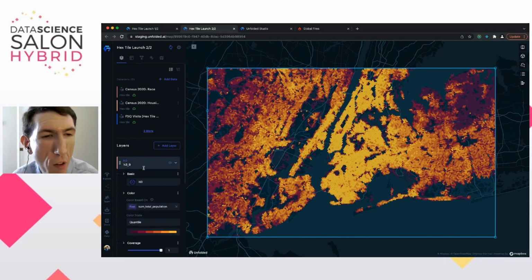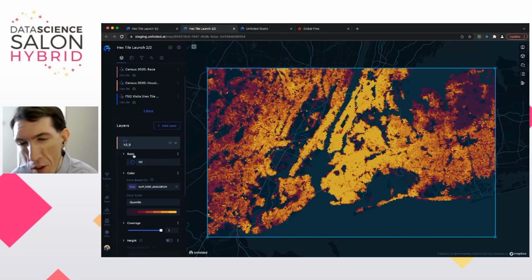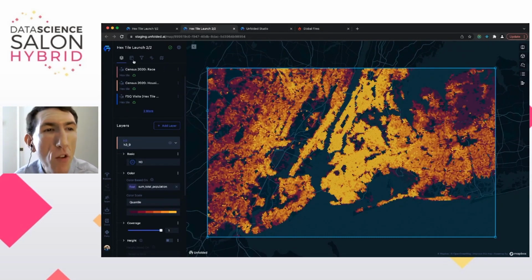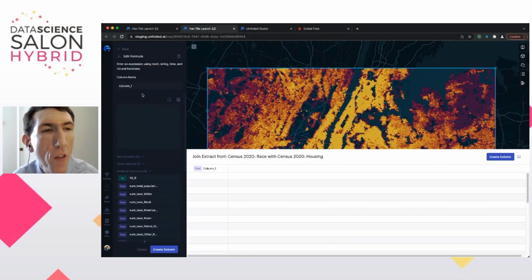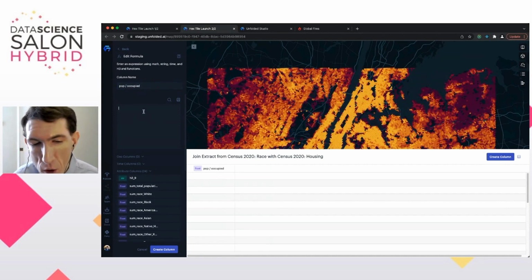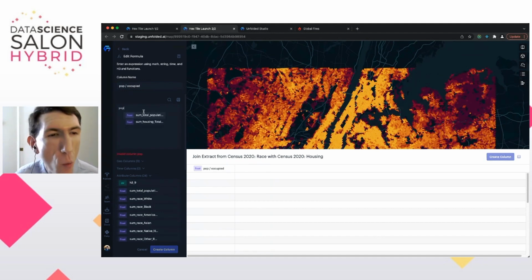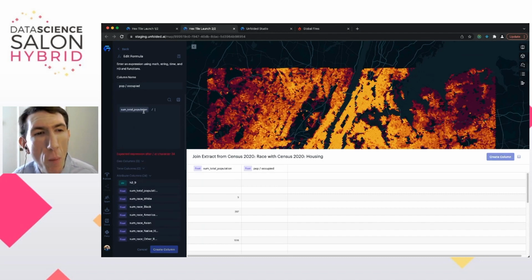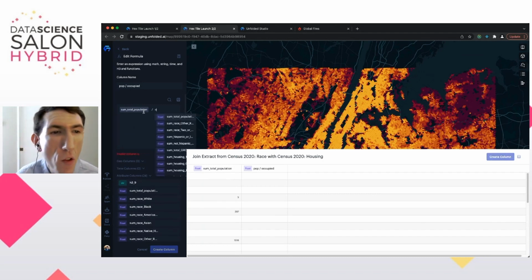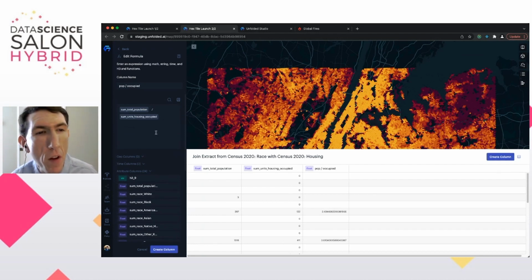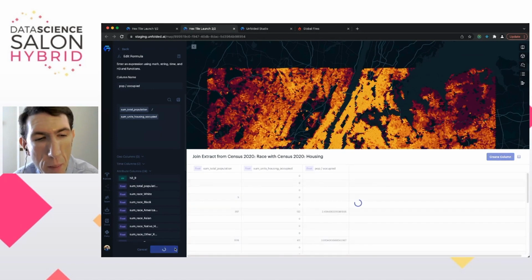Now that I have this data set joined, this data is available in the same table, and so I can actually define metrics that relate these two data sets. So I'm going to look at population related to the number of occupied housing units. And my theory with this is that this will show me areas where there are more or less dense housing units. So I've divided the population by the number of housing units for each cell. So I'm going to add this to my map.